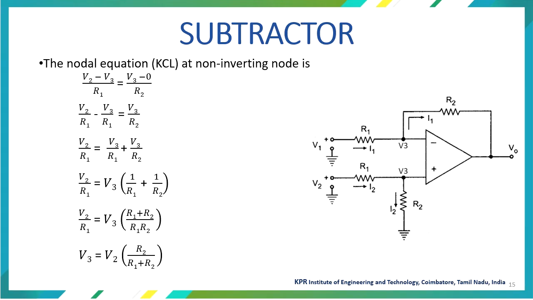Now let's move on to the analysis of the non-inverting node. We are going to apply the nodal equation with the help of Kirchhoff's current law. The equation will be (V2 minus V3) divided by R1, which will be equal to (V3 minus 0) divided by R2. So here we need to find the relation between V2 and V3. So the left hand part was rewritten as V2 by R1 minus V3 by R1, which will be equal to V3 by R2.